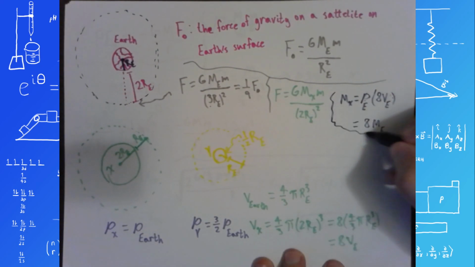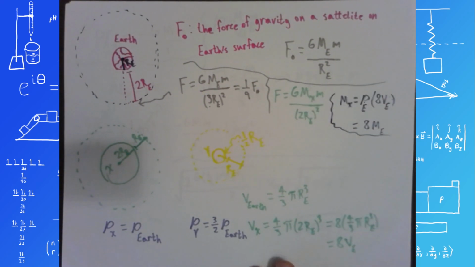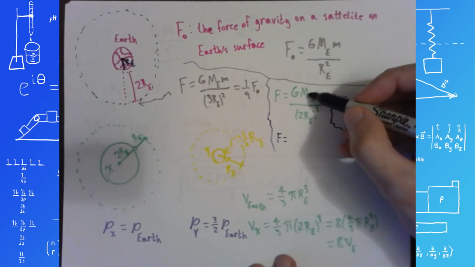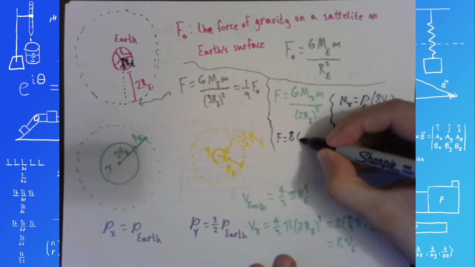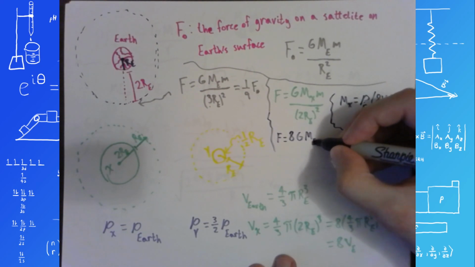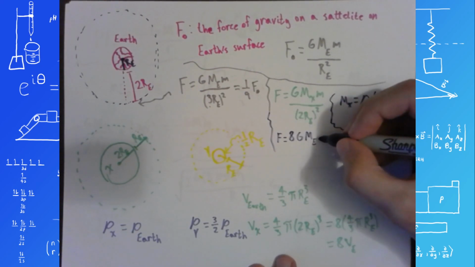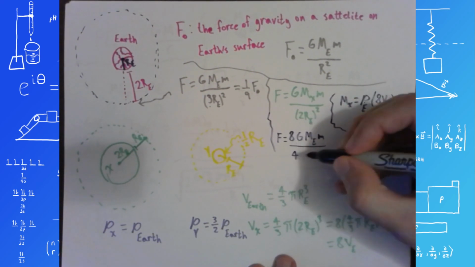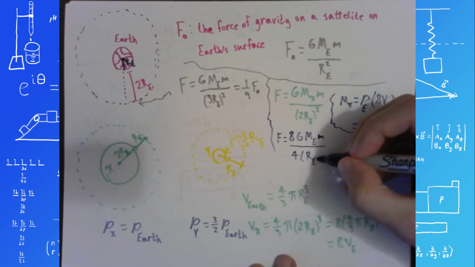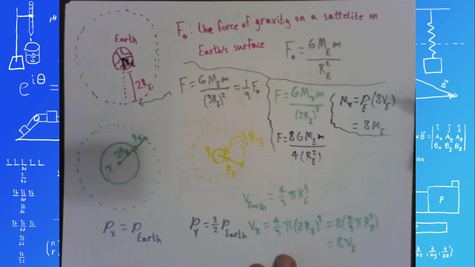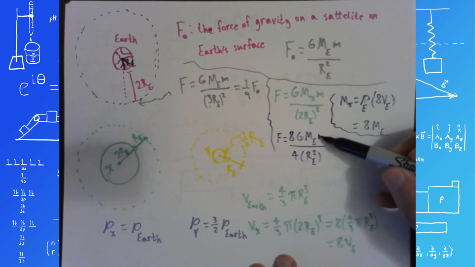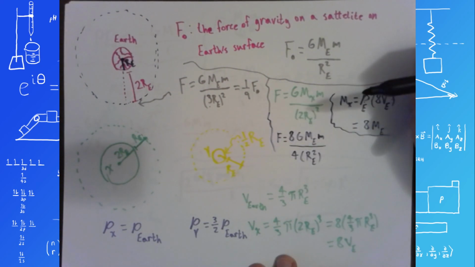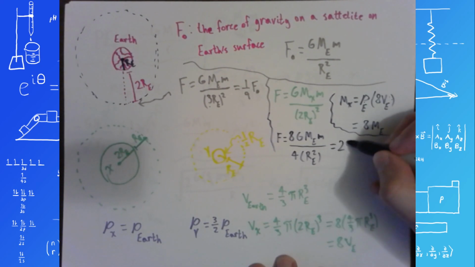mass. Okay, and now that we have that, we can make the replacement in here. So F is equal to, this is going to become 8, and then big G and mass of Earth. We replace mass of planet X with 8 mass of Earth. Mass of satellite is still the same. Over, if I square the 2, then I have 4, and then radius of Earth squared. G, mass of Earth, mass of satellite over radius of Earth squared, that's just F0 again. And 8 over 4 reduces to a 2, so this is 2 times F0.